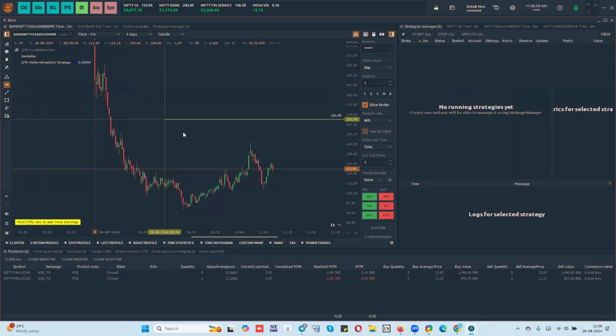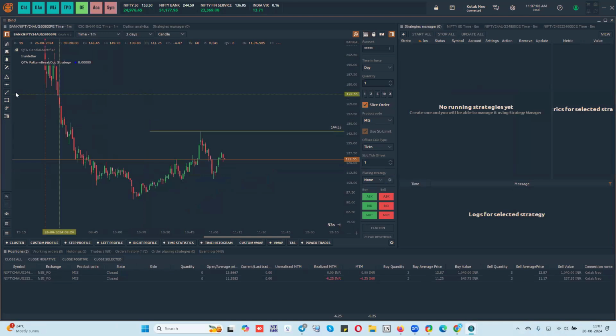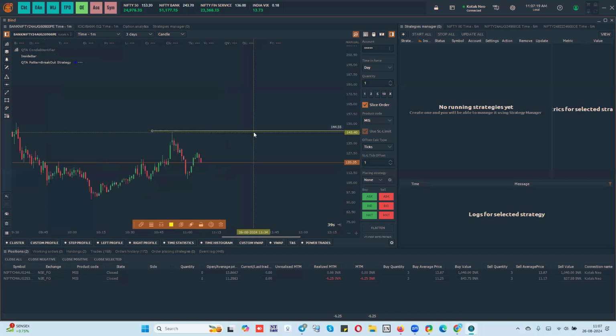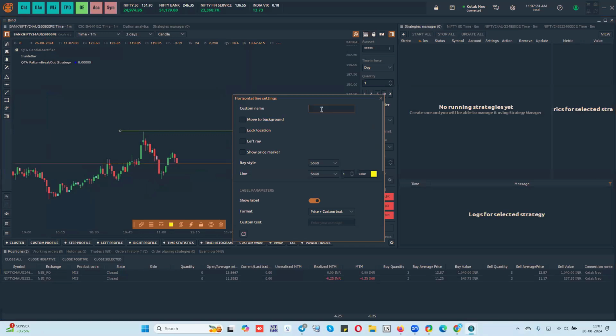I can select the horizontal line here. Let's say I want to buy on a breakout of this particular line. So I select the horizontal line and add this line out here. Now there are two things you'll have to do, and this is very important. You'll have to double click on this line, and you need to type the custom name as QTA.